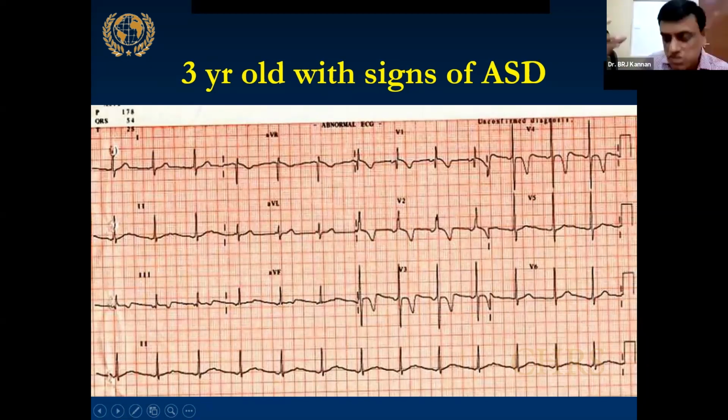Because the sinus node is there, sometimes sinus node dysfunction is associated with sinus venosus ASD. But even in sinus venosus ASD, the P axis is often normal. If you find an abnormal P axis, that might tell you that it could be a sinus venosus ASD.